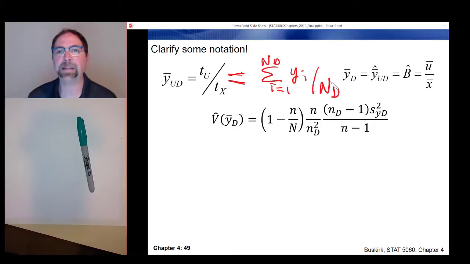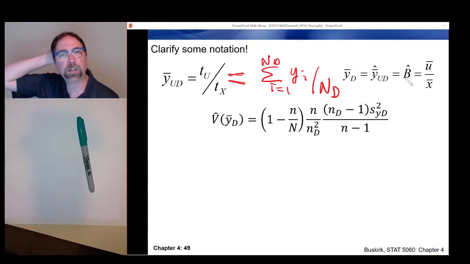We estimate this domain parameter by using what we call y bar d. You'll also see me use y bar hat ud, because this is really giving homage to the fact that we're using a ratio type estimator for this. This is also equal to b hat in the case where we're looking at domain estimation.